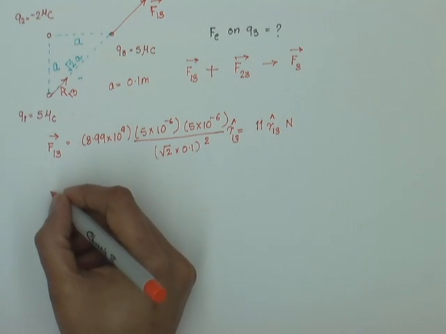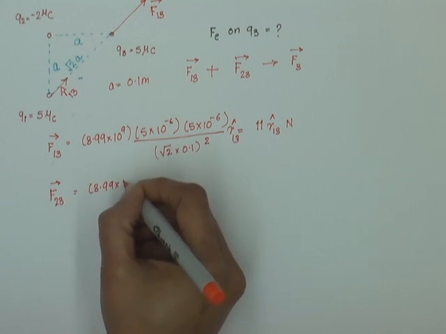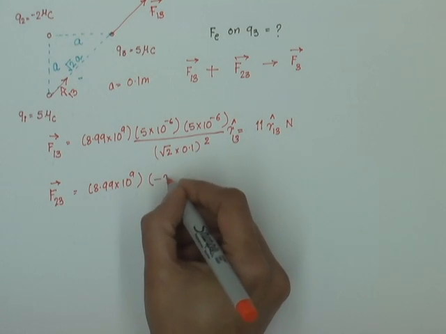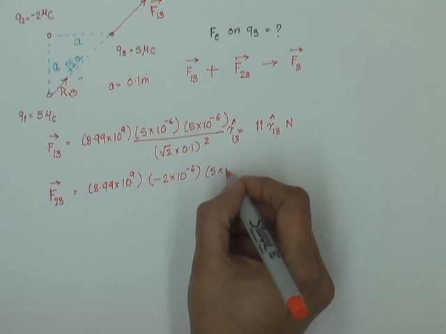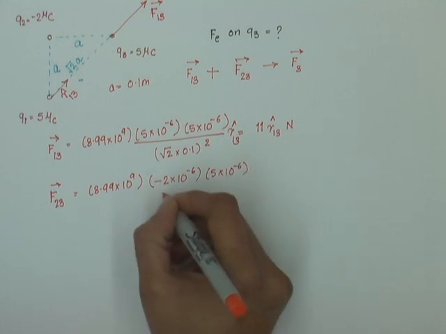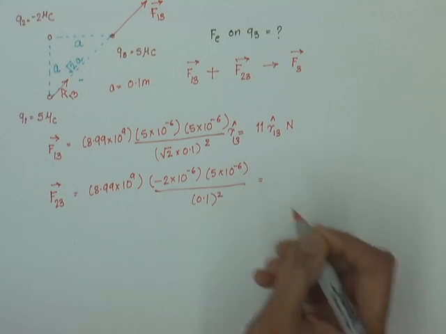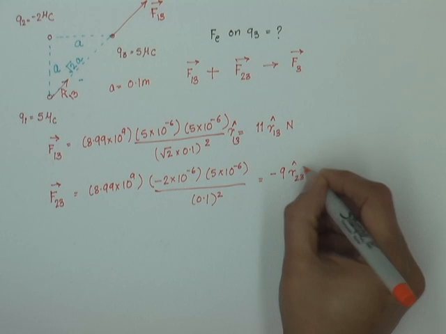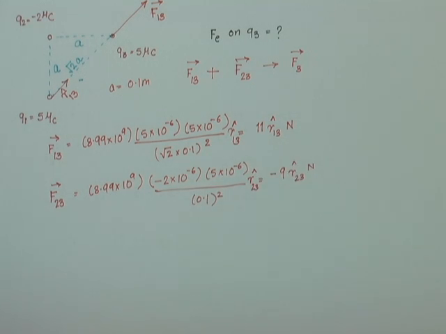Okay, now what is the force exerted by 2 on 3? That is 8.99 into 10 raised to 9, times minus 2 microcoulombs, so it is minus 2 into 10 raised to minus 6. Q3 is 5 into 10 raised to minus 6, over 0.1 squared, and that comes out to minus 9 R23 hat Newton. Of course, the unit vector here was R23 hat.